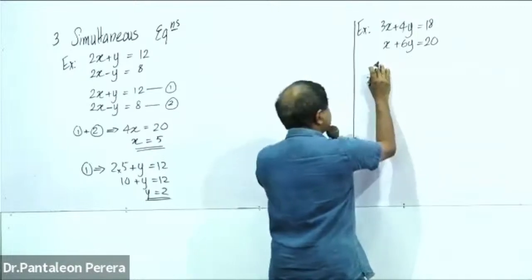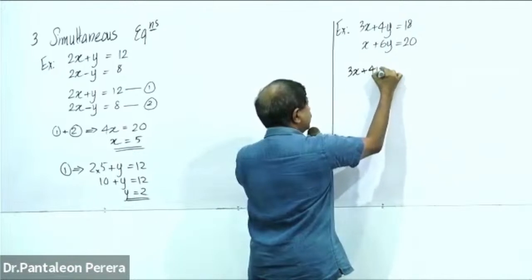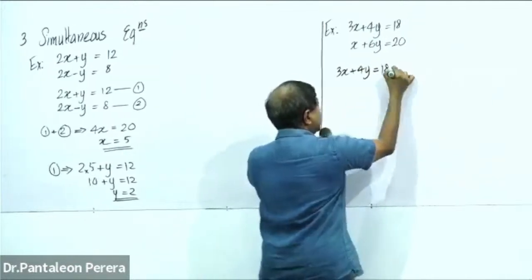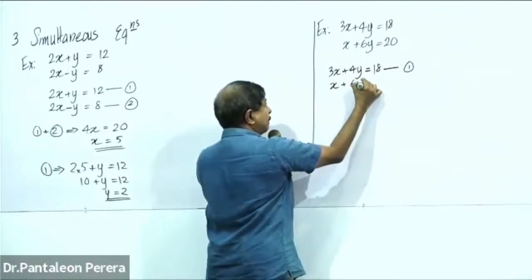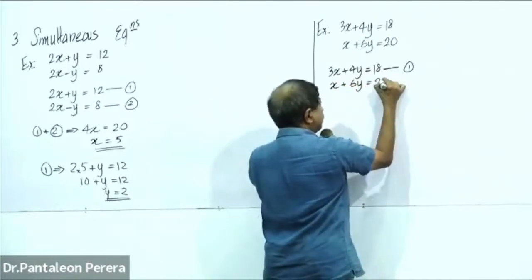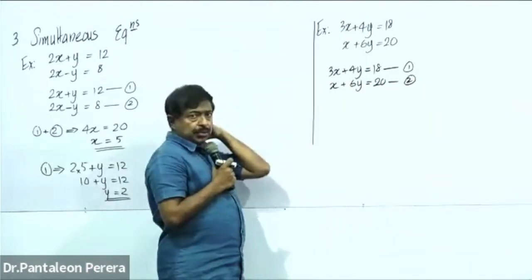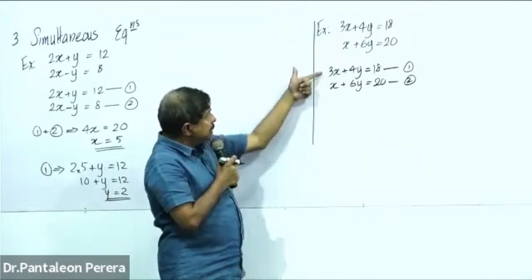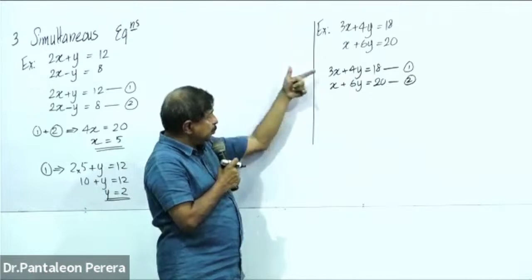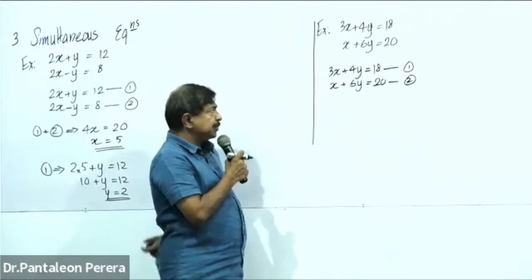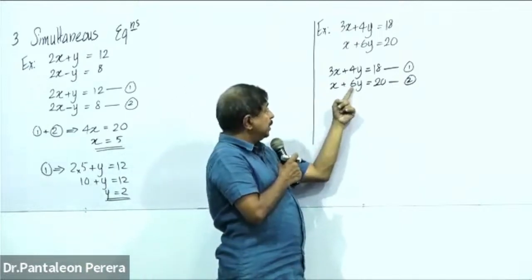That's the simplest type. Now consider this one. I label this as equation 1. Now you have to equate coefficients. Here this is 3. If you make it 3, you are done. So you can multiply the second equation by 3. That will make it 18.